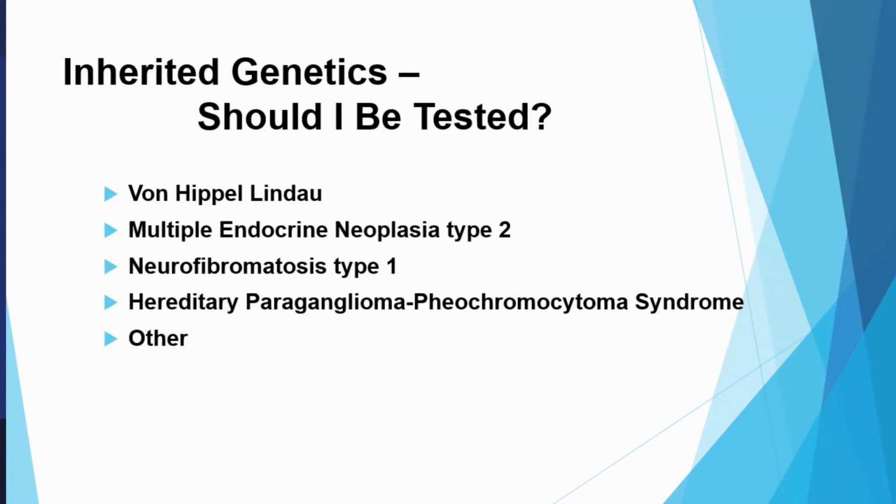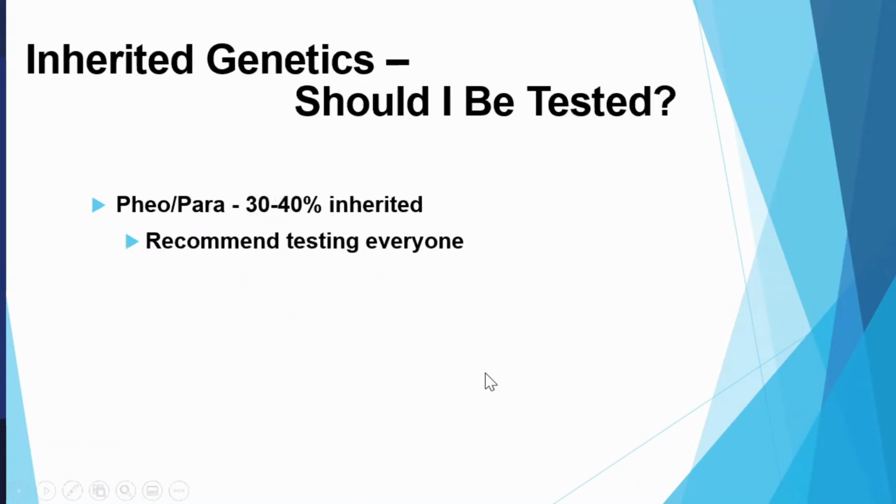So should you be tested if you have a Pheo Para for any of these syndromes that I talked about? And the answer is, in my opinion, yes. The guidelines from multiple different societies, the Endocrine Society and the North American Neuroendocrine Tumor Society and others, recommend that all people who have a Pheo Para be referred for clinical genetic testing. And the reason is, as I mentioned, up to 30 to 40% have a hereditary cause for their tumor. So we do recommend testing everyone.